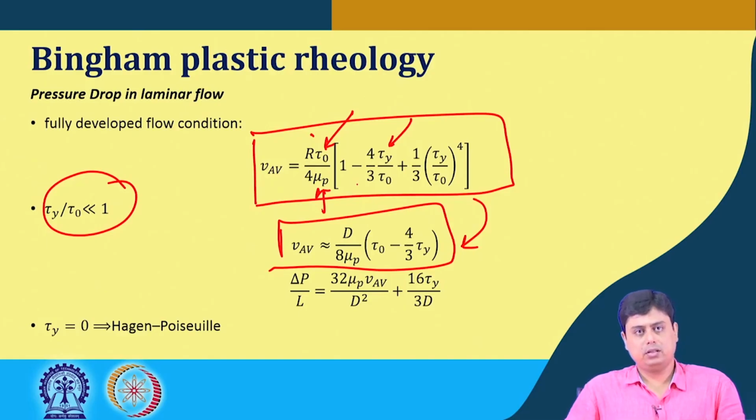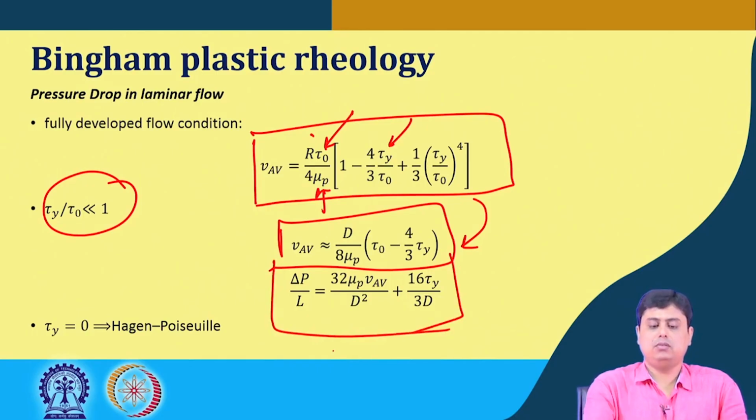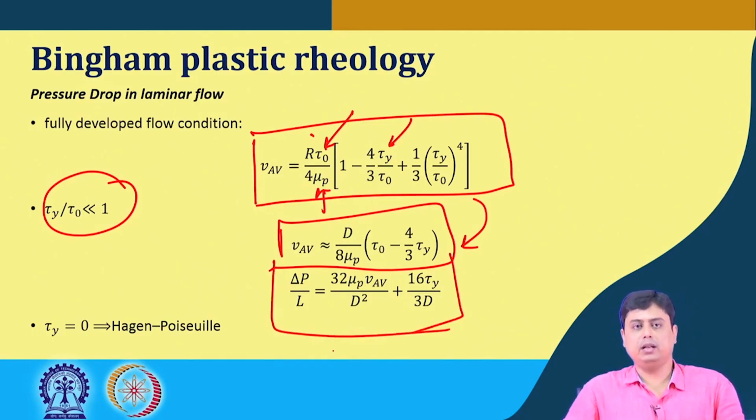You can neglect this tau y by tau 0 component. So, once this average velocity of the flow is known, we can again have it rearranged for the del P calculation, or del P by L calculation, the pressure drop per unit length calculation.